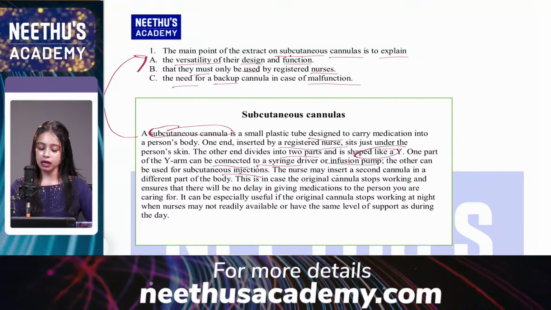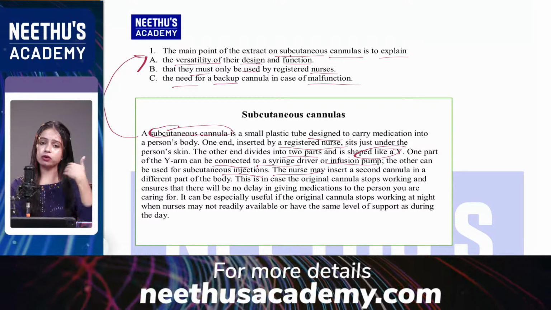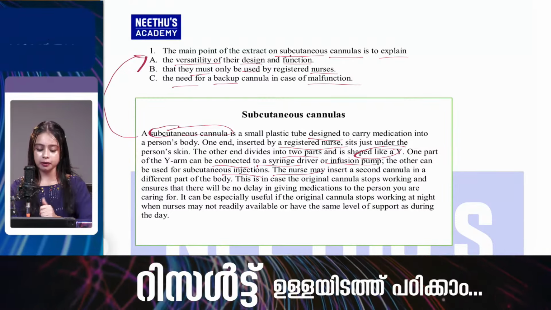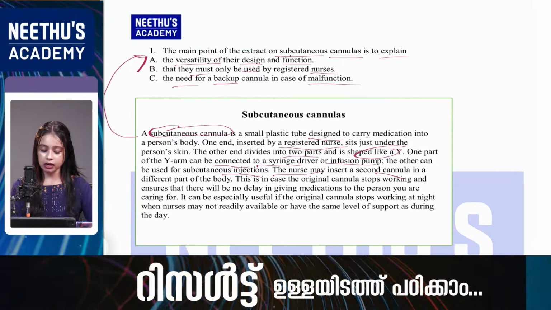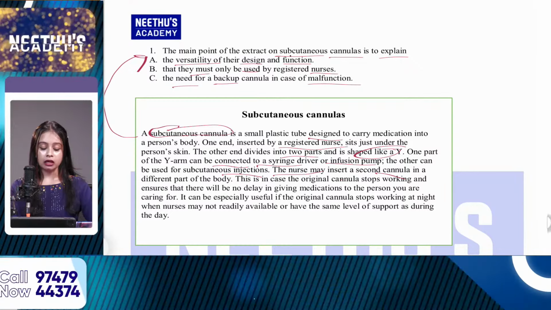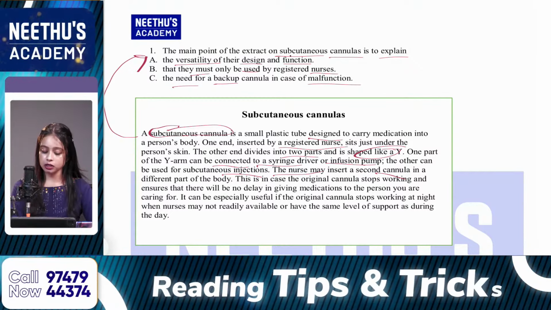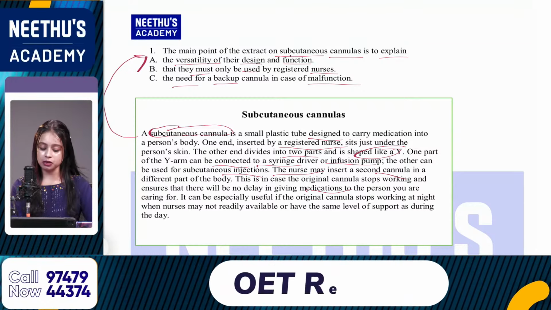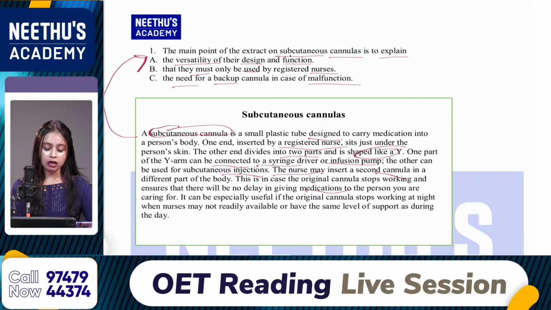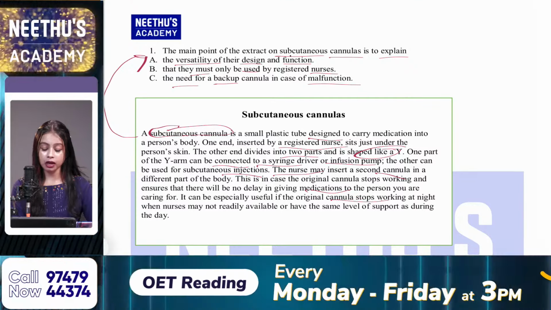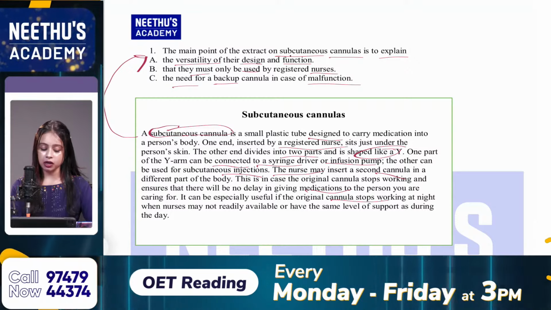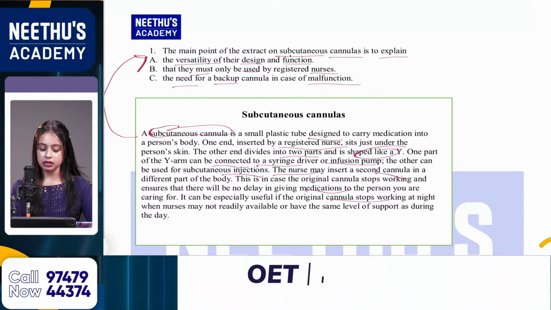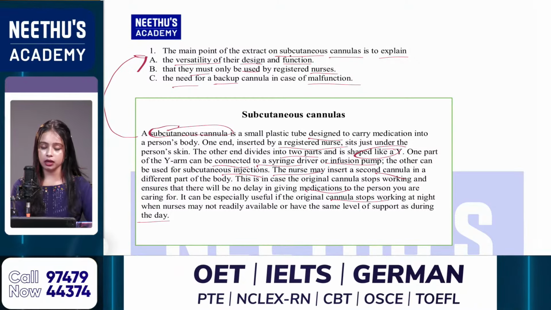The nurse may insert, again nothing mentioned about it being only used by the nurse. The nurse may be inserting a second cannula in a different part of the body. This is in case the original cannula stops working and ensures that there will be no delay in giving medications to the person you are caring for. It can be especially useful if the original cannula stops working at night when nurses may not be readily available or have the same level of support as during the day.